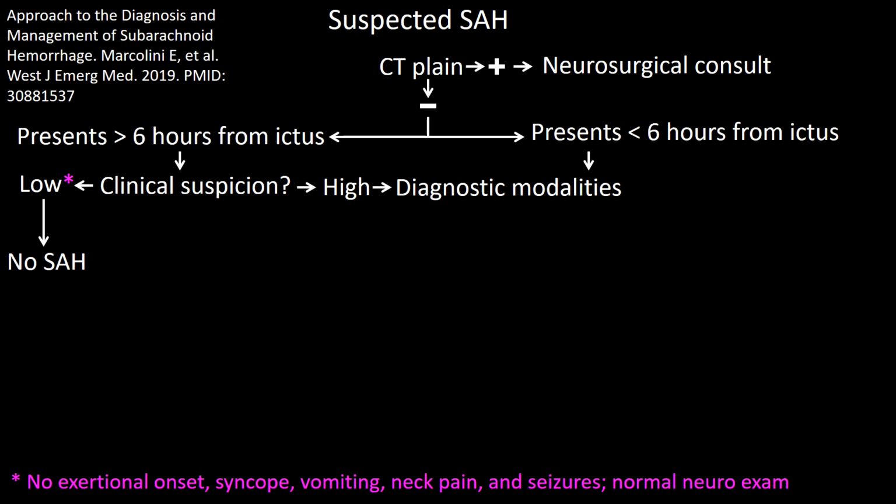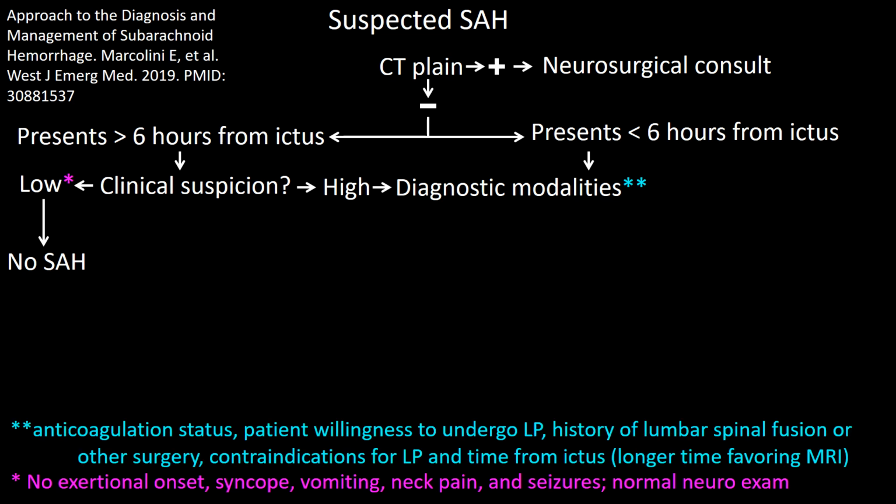So we must decide which diagnostic modality to use next. The choices are LP, CT angiography, or MRI of the brain. This decision is made based on several factors: the anticoagulation status of the patient, willingness to undergo spinal tap, history of surgeries in the spinal region, or any contraindications for a lumbar puncture, and, as stated above, the time from the ictus. So we decide to do a spinal tap. If the spinal tap is negative, we can conclude no subarachnoid bleeding has occurred.